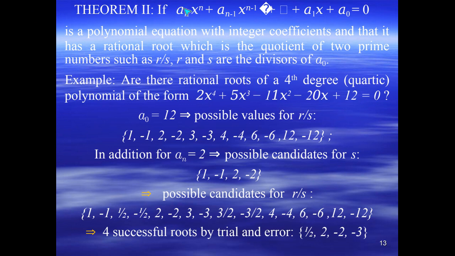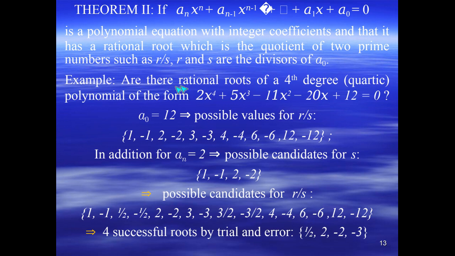Why? Because to obtain 1 here, we can divide the whole equation by a_n. So at the denominator we have a_n, and at the numerator we have a_0, the last term. So if this equation has some rational roots, we should look for them among the divisors of a_0 over the divisors of a_n, so r over s, you see.